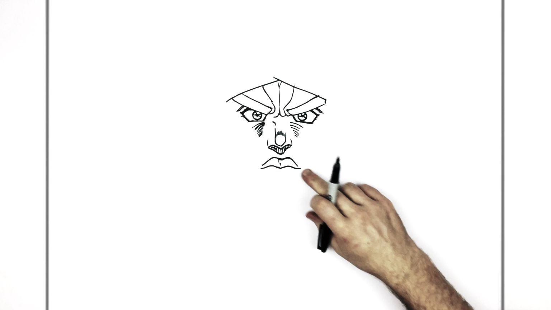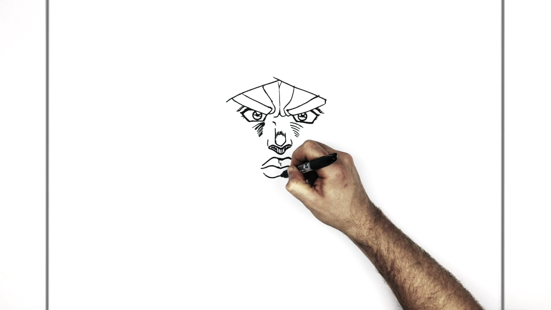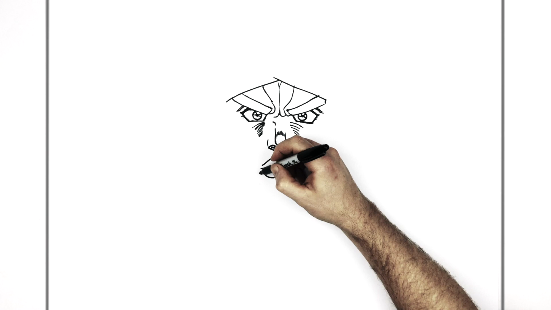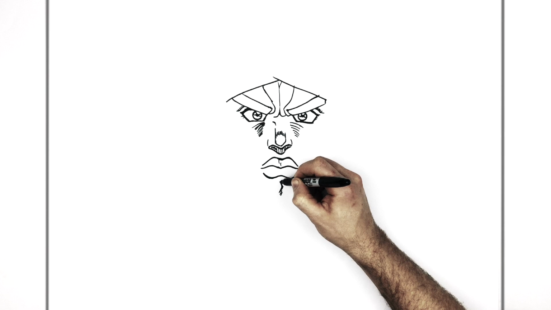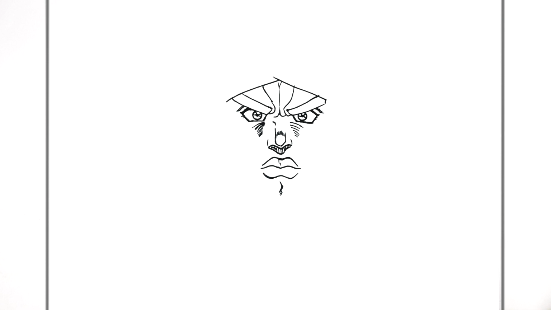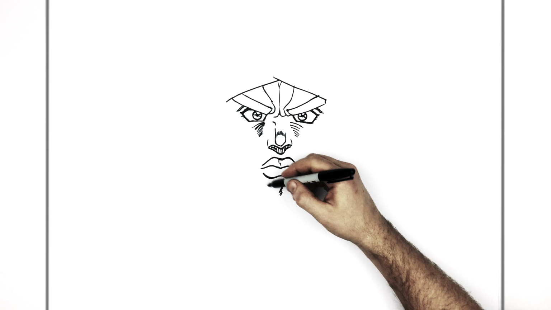And then underneath that, we've got another similar curve, up, down, back to there. Okay, and a bit of a zigzag sort of shadow on his chin, like so. So his chin then, just down here, a real square chin, like that.